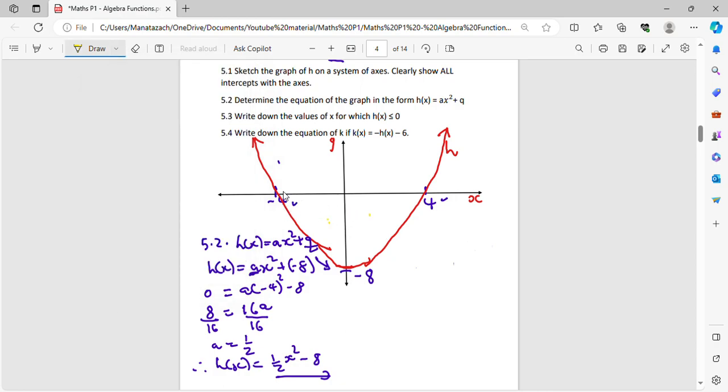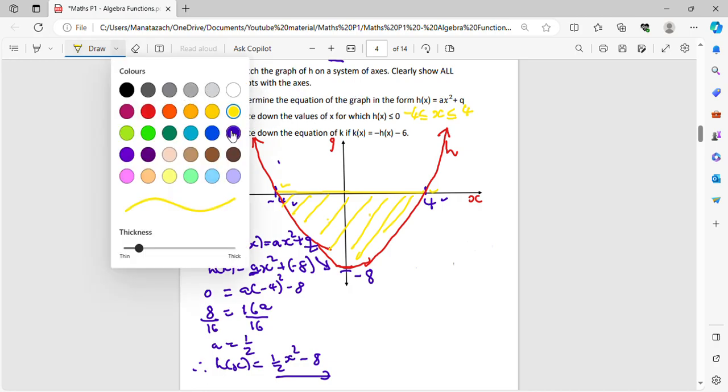So the graph, this is when h of x is equal to 0, exactly at 4 and -4. So where it's less than or equal to 0, this is the hatched area. That means this is true where x is greater than or equal to -4 and where x is less than or equal to 4. So that's the answer for 5.3. Let's go to the next question.